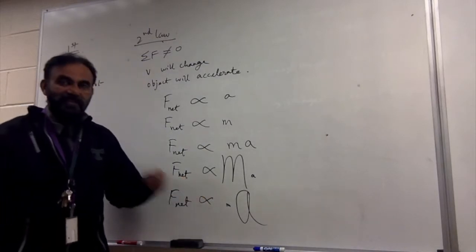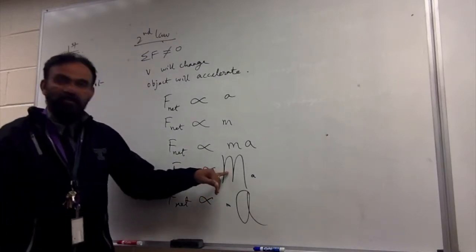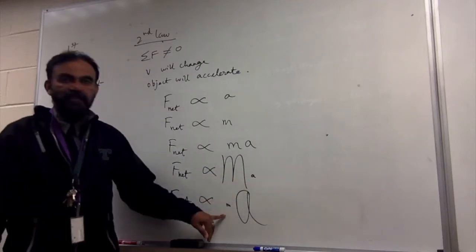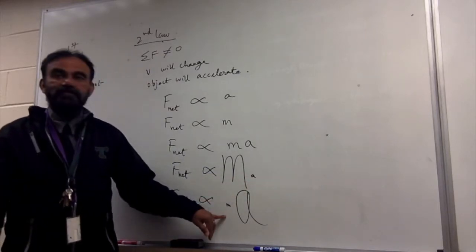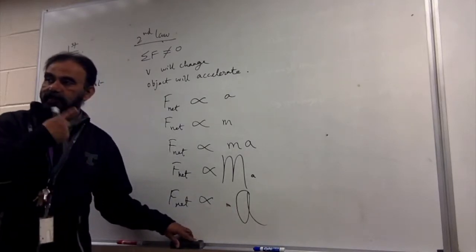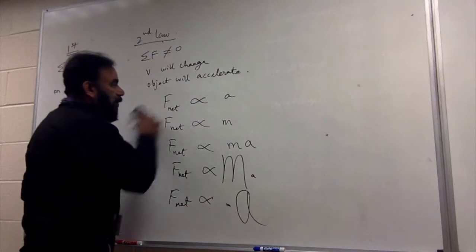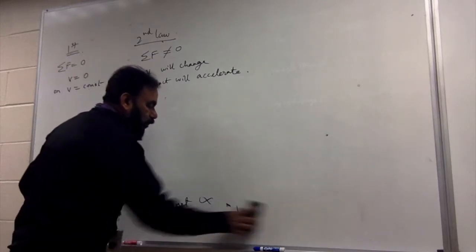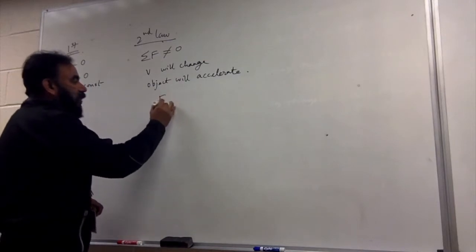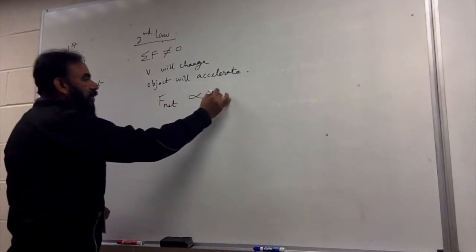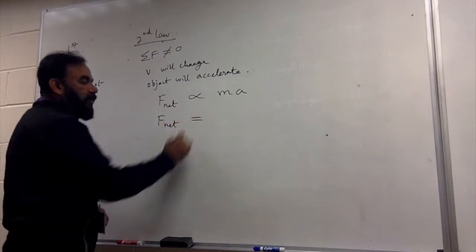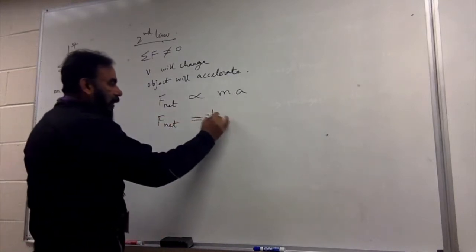The mass of the truck is big, and therefore its acceleration is going to be slow. Something of smaller mass will accelerate more. All right? So do you get this point clear? Good. Now I'm going to change the proportionality to an equality. F net is proportional to MA, and F net is equal to KMA.